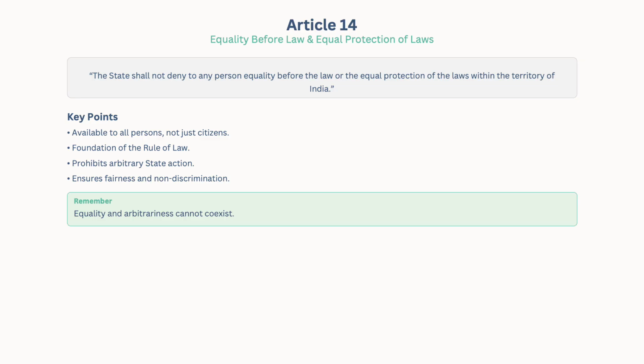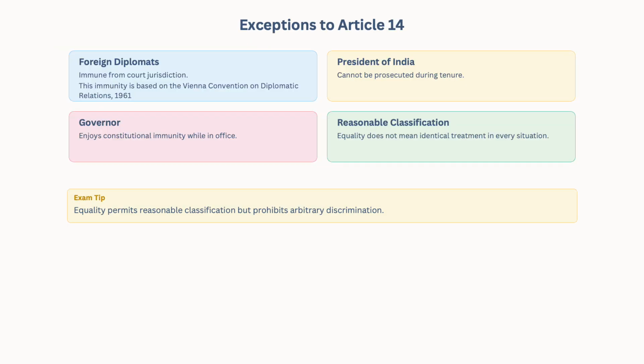And even the President of India, only during his term, during a 5-year term, cannot be prosecuted. Whatever needs to be processed can be processed after he ends his presidentship. The same with the governor, okay. So these are some exceptions to Article 14, but that's understandable, right? Which of the following are exceptions to Article 14? If they ask you a question in the exam, the answer is foreign diplomats, President of India, the governor, and so forth.